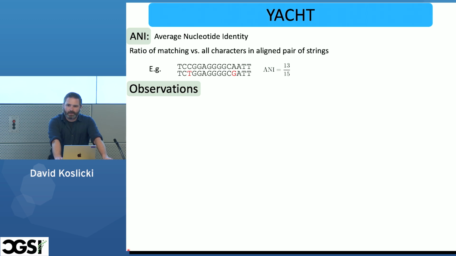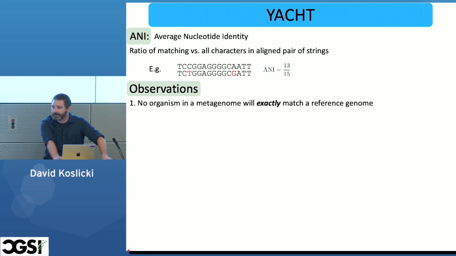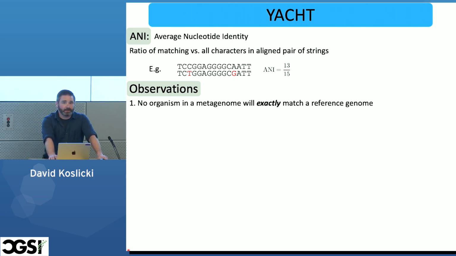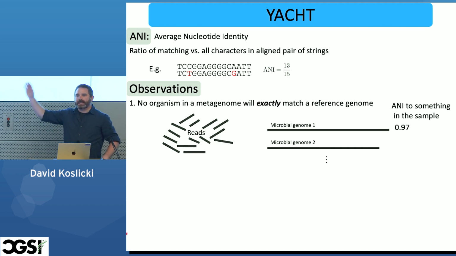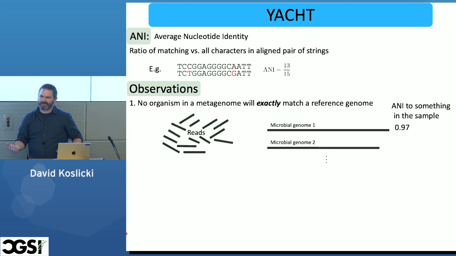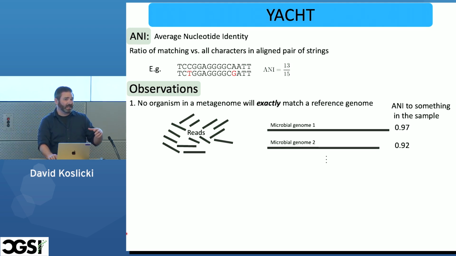Okay, so now that we have that in mind, what are some observations about the actual problem that we're trying to solve? First off, no organism in a metagenome is going to exactly match something in your reference database. Bacteria in particular, and viruses, evolve quite rapidly, and also due to sequencing error, you're never going to get an exact match of something in your reference genome. So if you look at the average nucleotide identity between one of these reference genomes and something in your sample, if you say, oh, it looks like it's 97% ANI related to something in my sample, does that mean it's actually in your sample? Or it's just related to something that's in your sample? What if the ANI was 92%? Is it in your sample, or is it just related to something in your sample, et cetera?